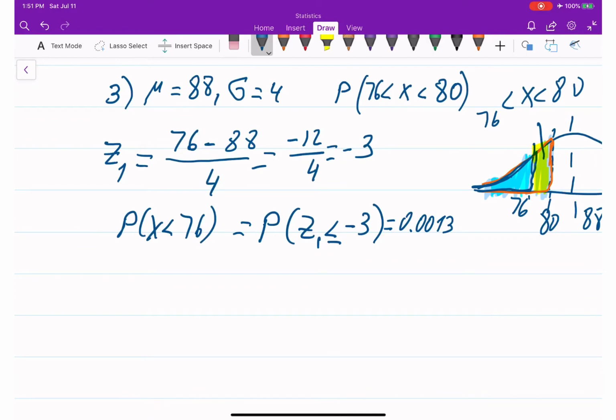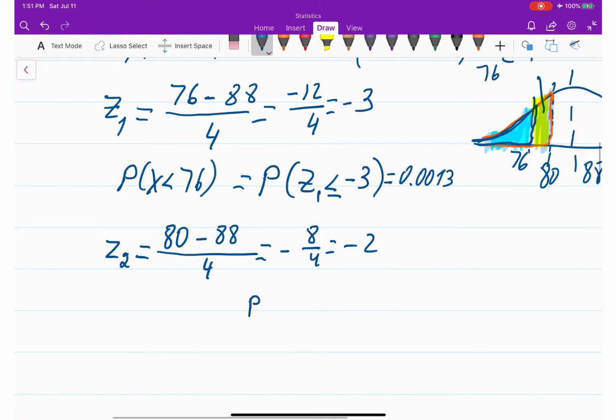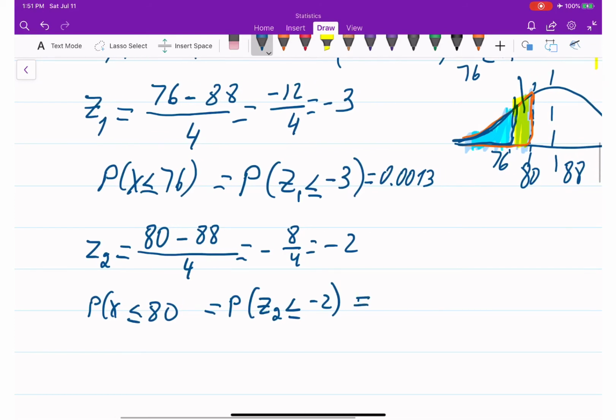Z score 2. Z2 is equal, now we are using x as 80. 80 minus 88 divided by 4. So it's going to be negative 8 over 4. It's going to be negative 2. So the probability of Z2 less than or equal to negative 2 is equal to the probability of x less than or equal to 80. We put equal here also, because it can be equal also.